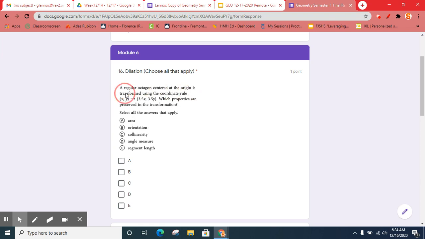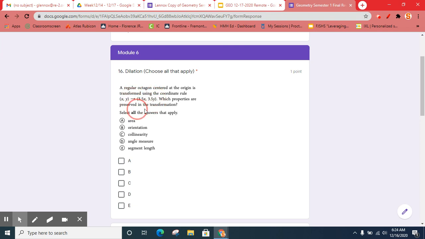An octagon centered at the origin is transformed using the coordinates (x, y) to (3.5x, 3.5y). This here is showing us that it's getting multiplied. When you hear that multiplication, when we're talking about transformations, this is a dilation. So it's either getting bigger or smaller. And when we multiply something bigger than one, it's going to get bigger.